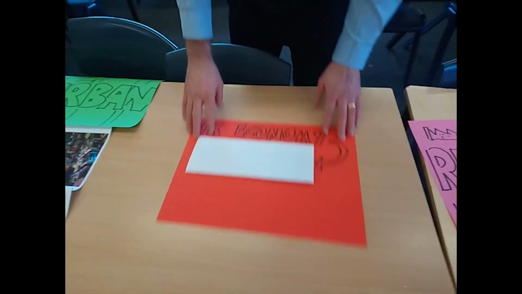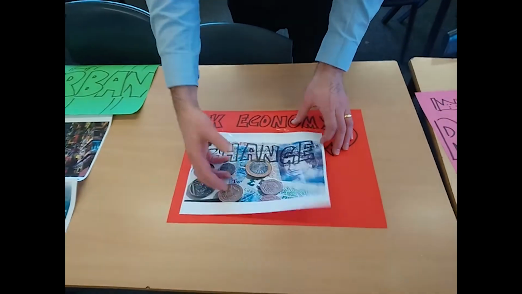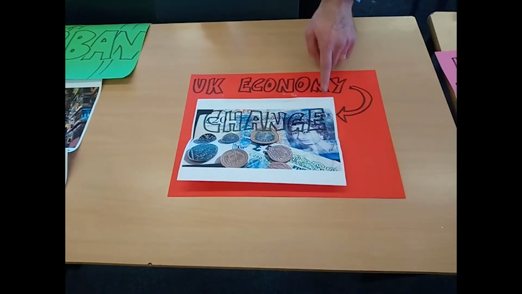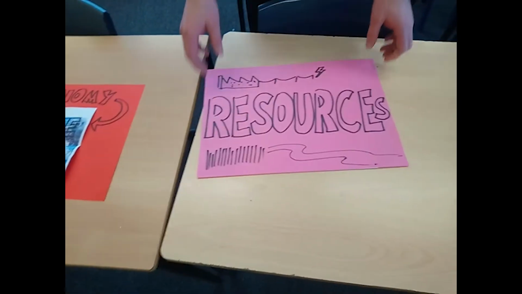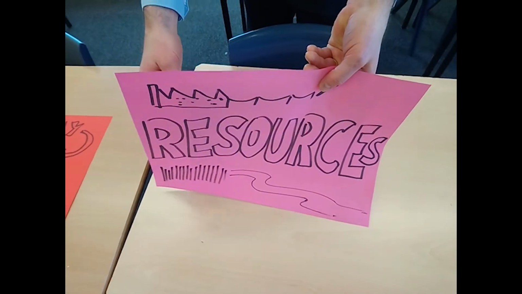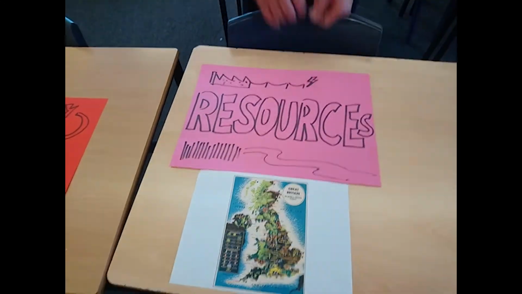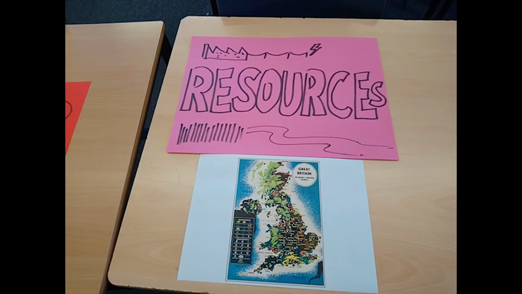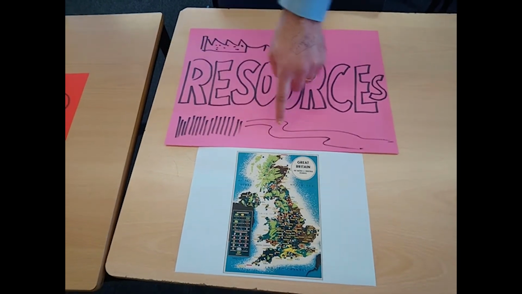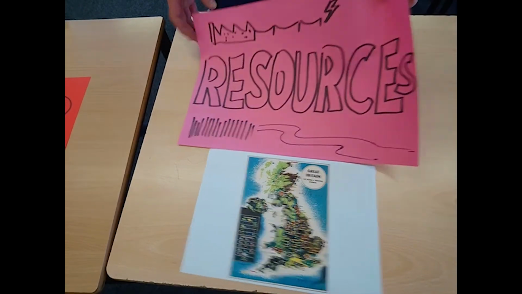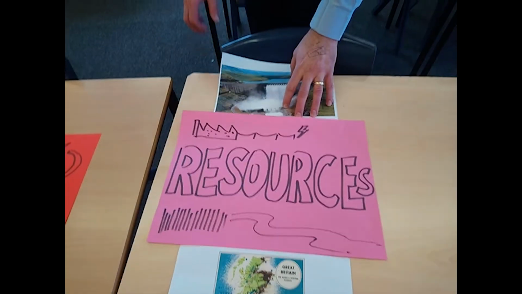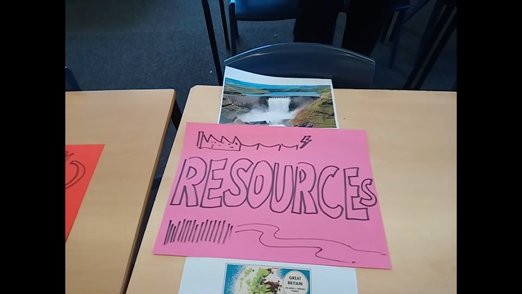We also study the UK economy and look at how it is changing. We look at the different types of jobs that people do and how it's changed over time. We also study natural resources. We start off by looking at how food, water, and energy are used in the UK before focusing on water as a natural resource and how it is used around the world.